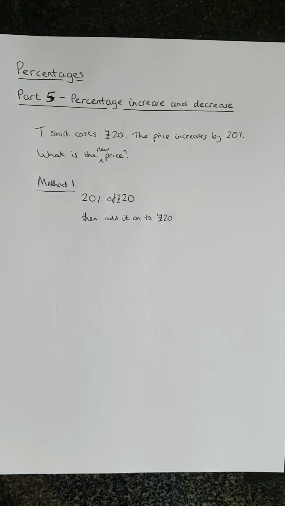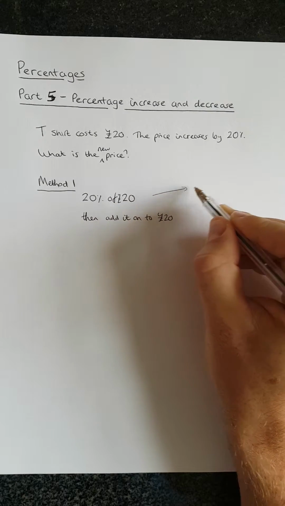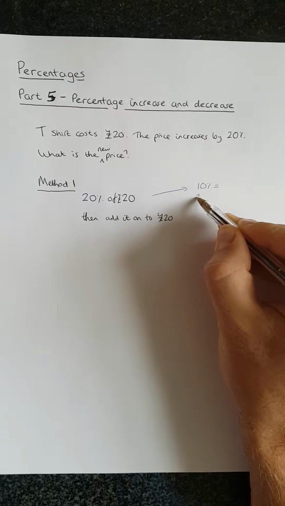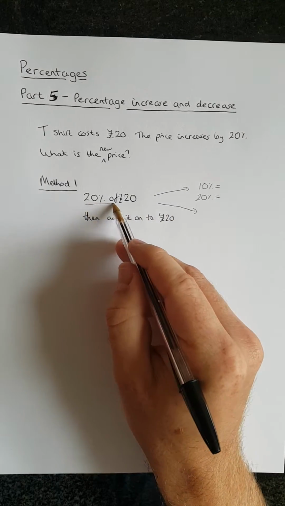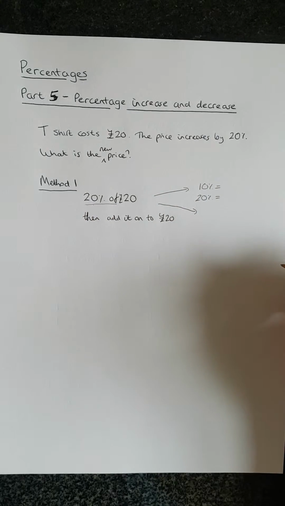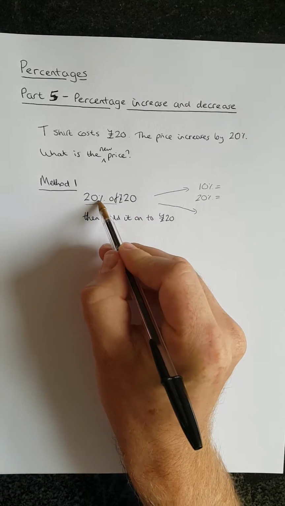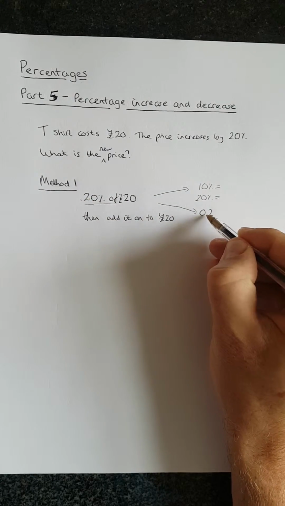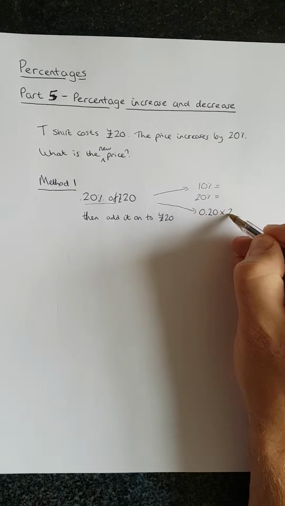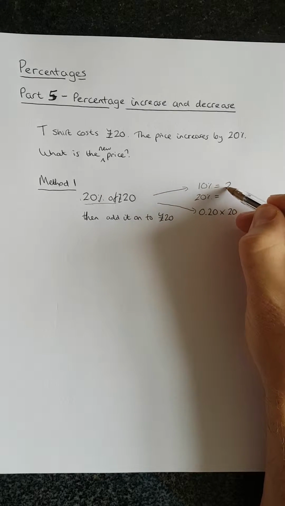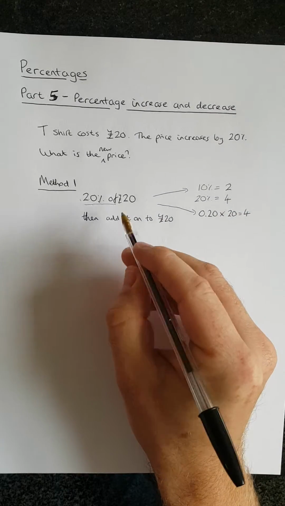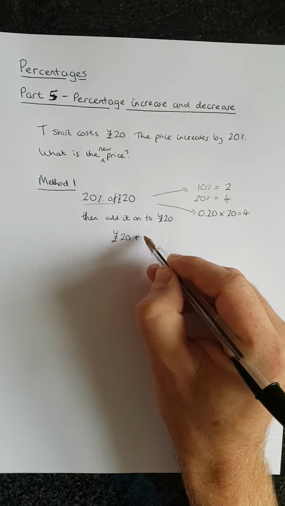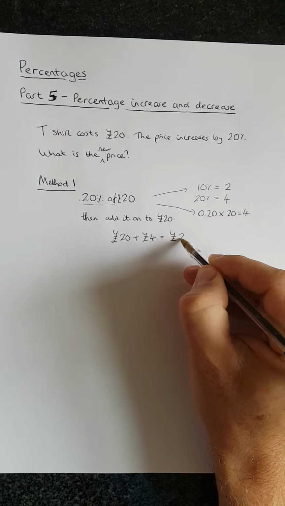In fact, I can calculate 20% either by hand or using the calculator. If it's by hand, I'll find 10% first and then 20%. If it's on the calculator, I'll convert this into a decimal and multiply, like in part 4 of the video. So I'll jump the decimal point 2 spaces back to get 0.20. You can leave the 0 off if you wish, times by 20. Or I'll find 10% is 2, so 20% is 4. So the new cost of the t-shirt will be £20 plus the £4 increase, and will be £24.